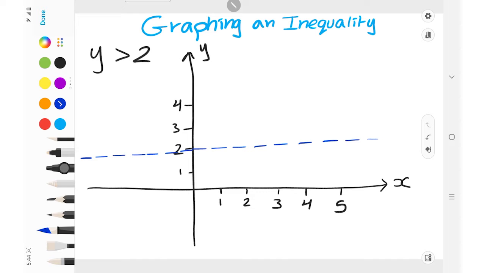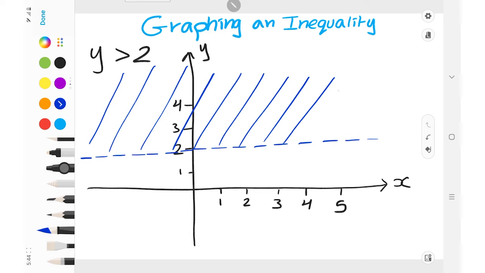So now I want to shade what I want. I want y to be greater than 2, so this is the region that I want to shade. And that's the answer. This is the graph of y greater than 2.